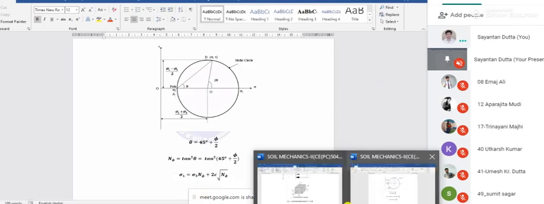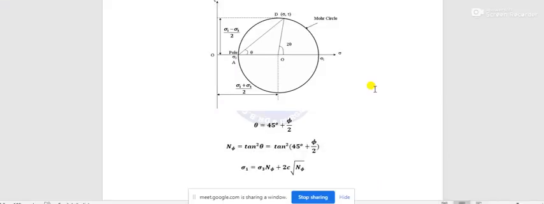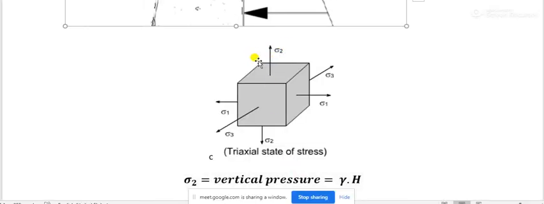In some of the classes we have discussed this equation, where sigma 1 is the major principal stress and sigma 3 is the minor principal stress. Here, this sigma 1 is actually sigma 2, that is the vertical stress, and sigma 1 is sigma 3, the minor principal stress. As the lateral pressure is decreasing, we consider sigma 1 as the minor principal stress, and sigma 2 as the major principal stress.